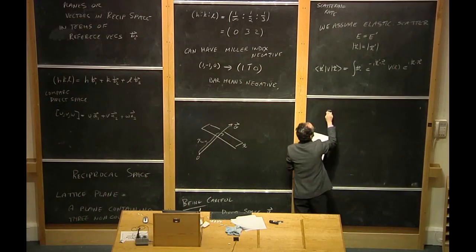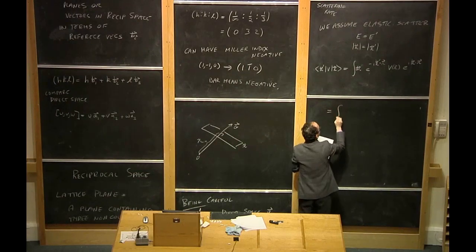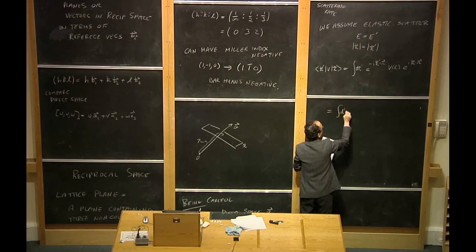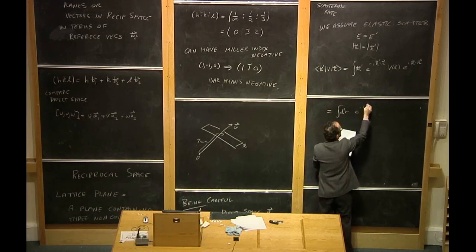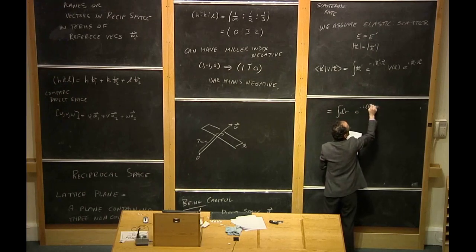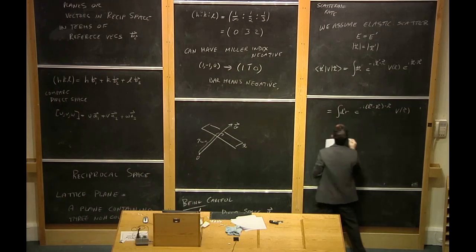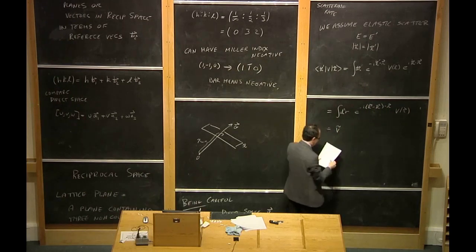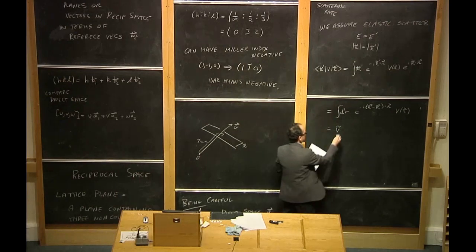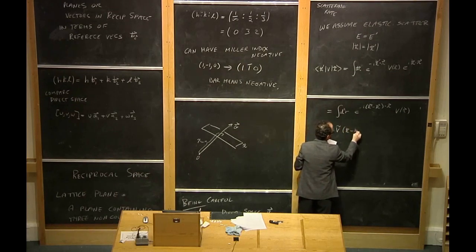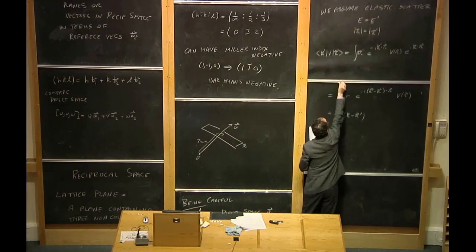And we realize that what that is, well, we'll write it this way: the integral d3r of e to the minus i (k prime minus k) dotted with r, V of r. That is just, well, we'll write it as V twiddle of k minus k prime, where V twiddle means Fourier transform.